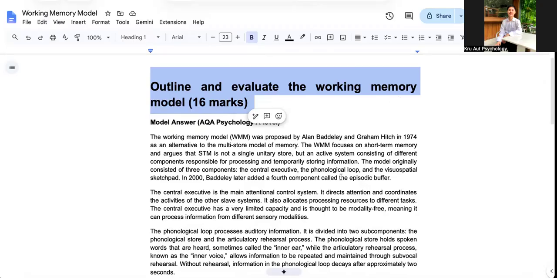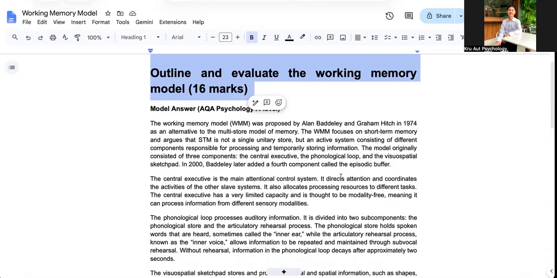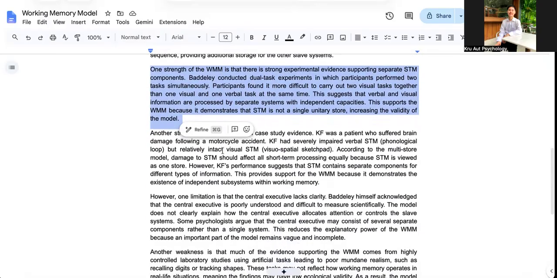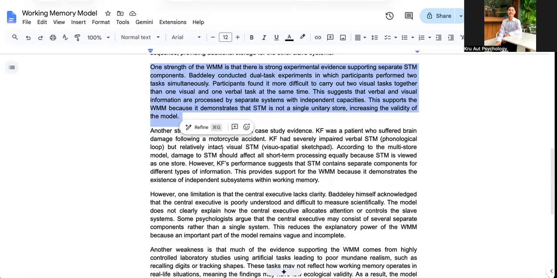I'm not saying this is perfect, like 16 out of 16, but just a guide for students and for teachers to use in teaching and in revision, right? And see what else we need to have in AO3. One strength. So I picked the best strength, I believe, and the best weaknesses, I believe, would be perfect for a model answer, as most schools would probably teach. Most students would probably be familiar with the study, or at least something on dual task experiments and the KF case study for strength. And weaknesses, we'll look at that later once we've looked at strength.